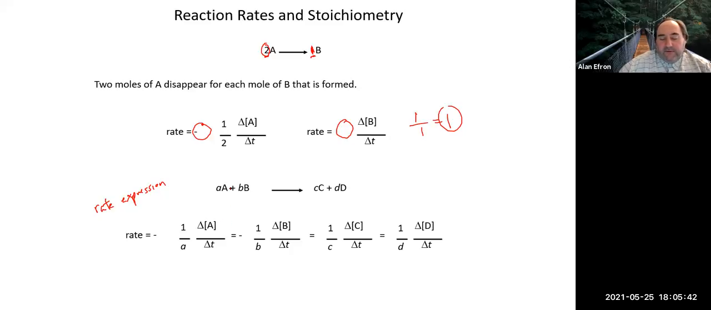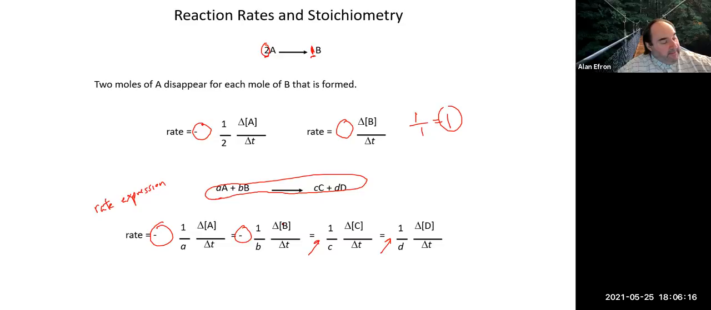So in general, you can write a rate expression for a balanced reaction like so. The rate is equal to minus 1 over a, change in the concentration of A over change in time, equals 1 over b, change in B over change in time, 1 over c, change in C over time, 1 over d, change in D over time. And again, we see our negatives for our reactants, no negatives here for our products. And this is a really nice relationship because essentially you just need to know one piece of information.